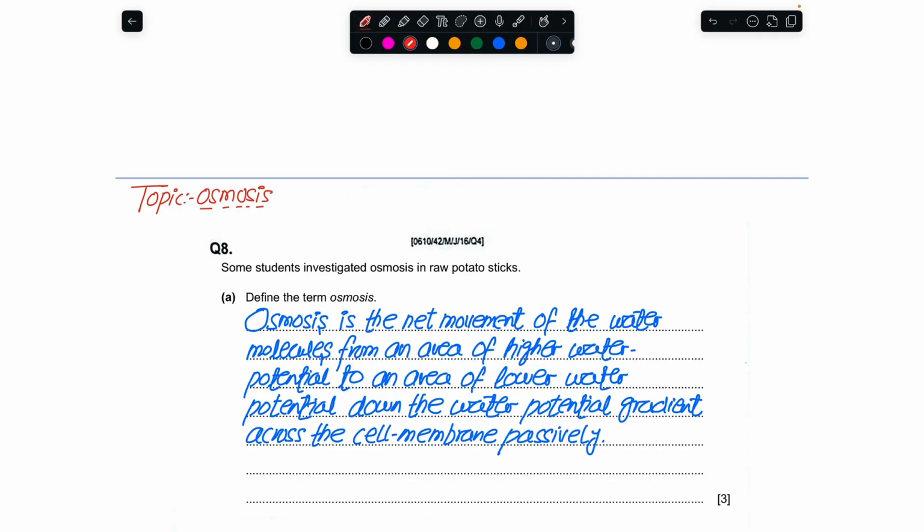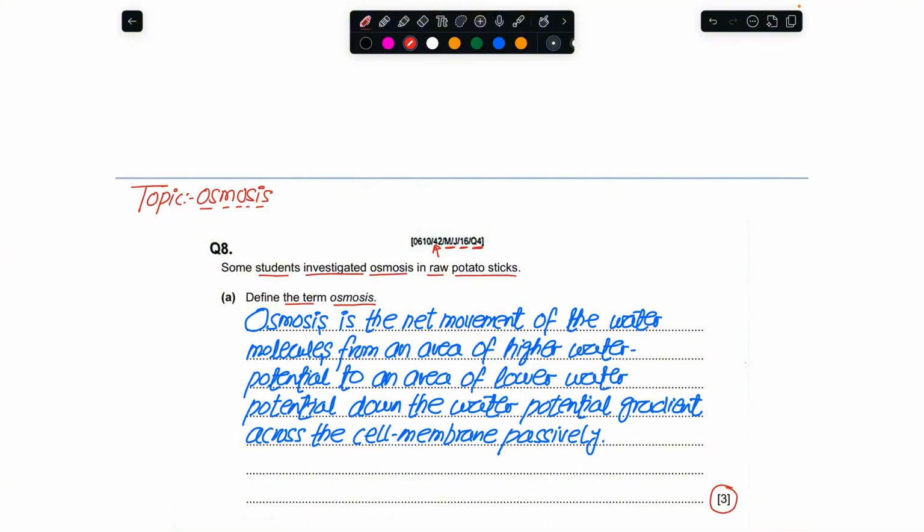If we look at the first question that came in the May-June of 2016, the past paper variant was 4.2, and this was question number 4 of your past paper exam. They say that there are some students who investigated osmosis in raw potato sticks, and for a total of 3 marks, the examiner wanted you to define the term osmosis.